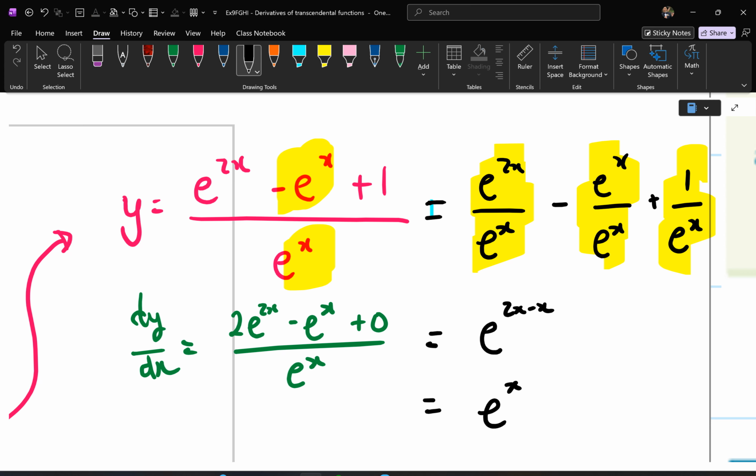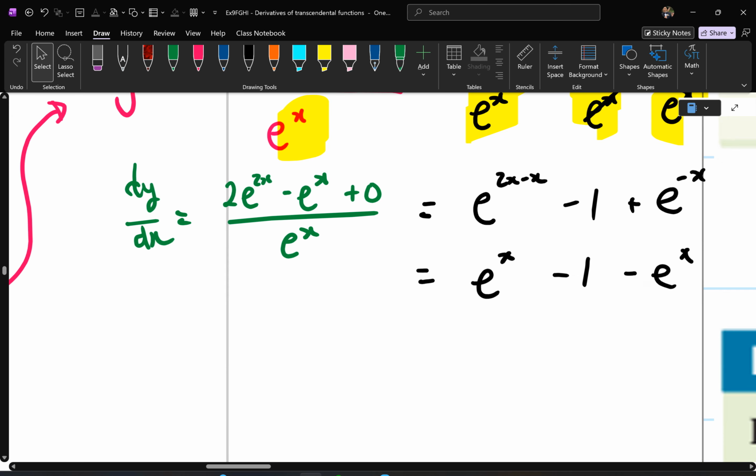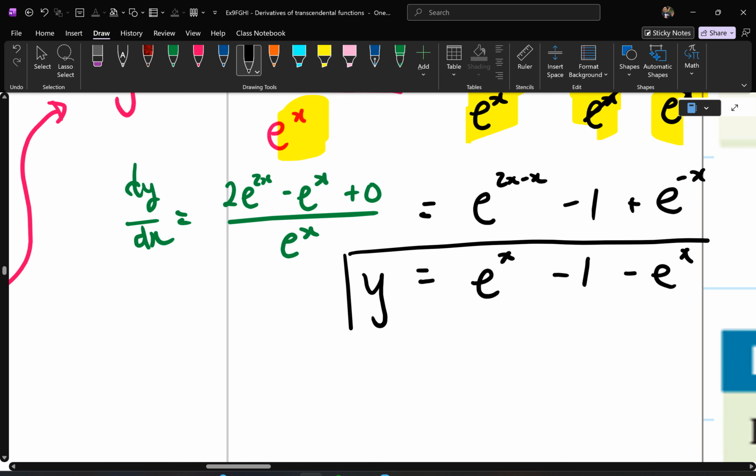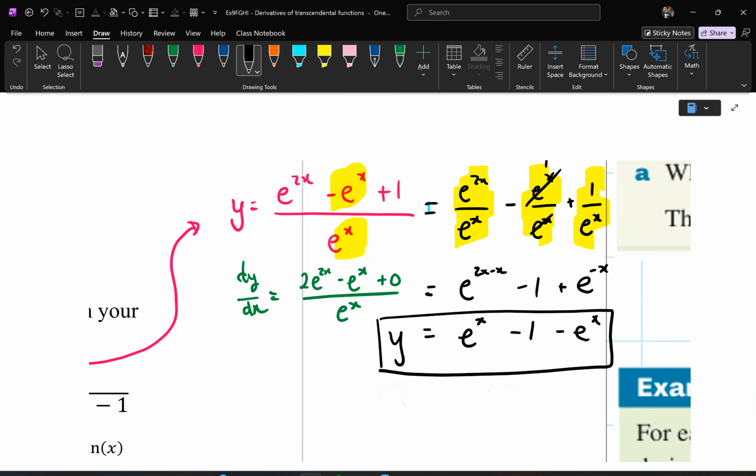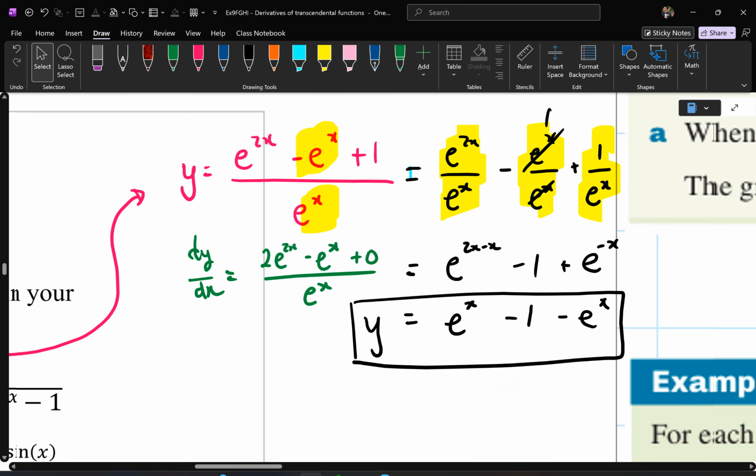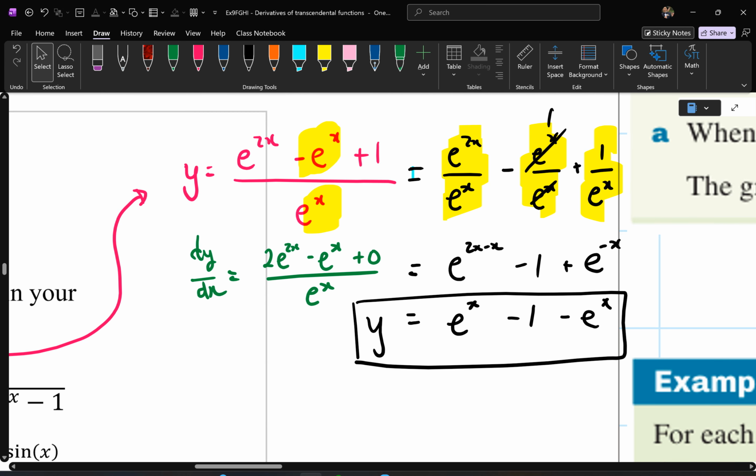And then this one, this is e to the x divided by e to the x, which we already know is going to be 1. So this is minus 1. And then this one, yes, it looks a bit funny, but we can use index laws again. It's in the denominator. Bring it up, and it becomes e to the negative x. Now you can use your index laws. Oh, sorry, your derivative laws. So this is your new y expression. That fractional expression for y is now like this.